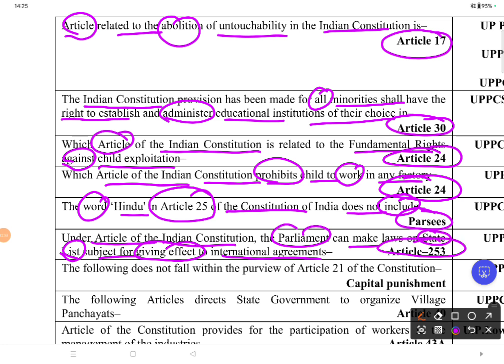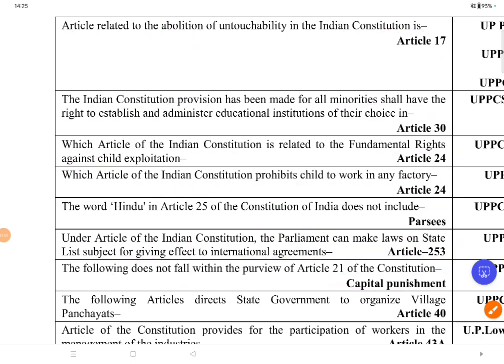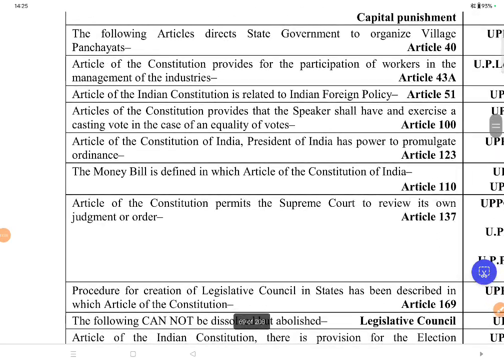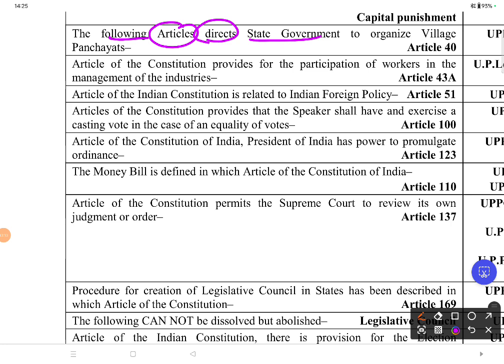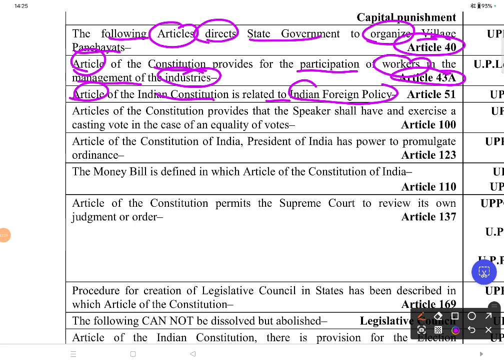Article 253. The following does not fall within the purview of Article 21 of the Constitution, that is capital punishment. The following article directs state government to organize village panchayats. Article 40. Which article of the Constitution provides for the participation of workers in the management of industries? Article 43.